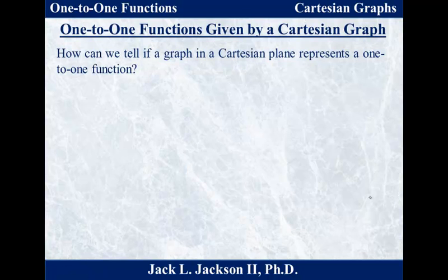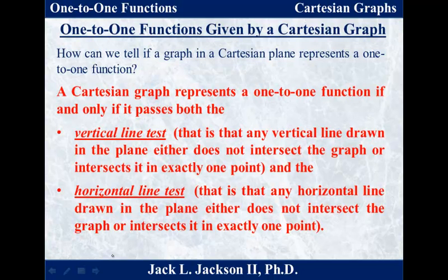How can we tell if a graph in a Cartesian plane represents a one-to-one function? Well, it's a one-to-one function if and only if it passes both the vertical line test and the horizontal line test. Remember, the vertical line test says that we take any vertical line and move it across the graph, and any one of these lines either has to miss the graph altogether or cross it in exactly one point. Of course, a different vertical line may cross at a different point, but there cannot be even one vertical line that crosses it in two or more points. If it does, then it's not a function.